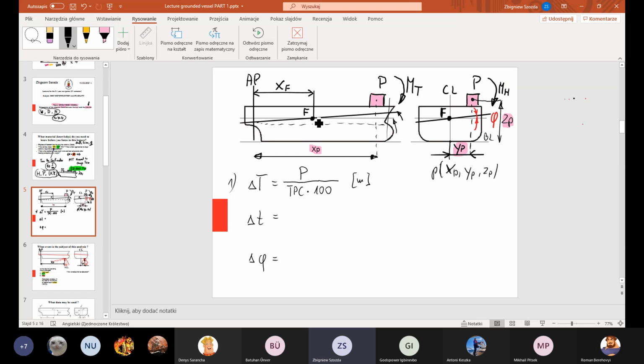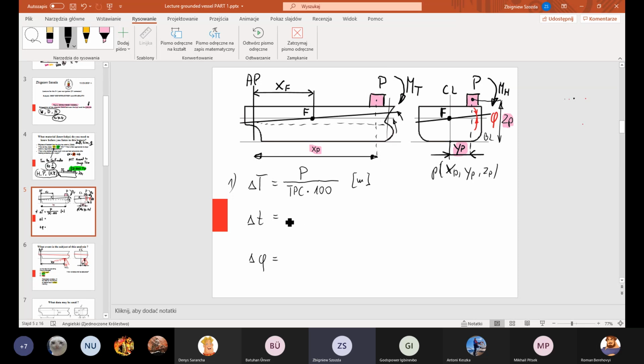The pivot point here is F. This is the center of flotation, yeah? The center of flotation is the pivot point when the ship rotates in longitudinal direction. The trimming moment is here, yeah? And the question is, what will be the change of our trim after additional cargo has been loaded?